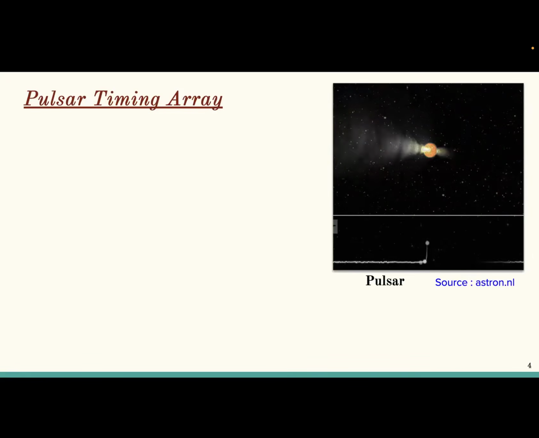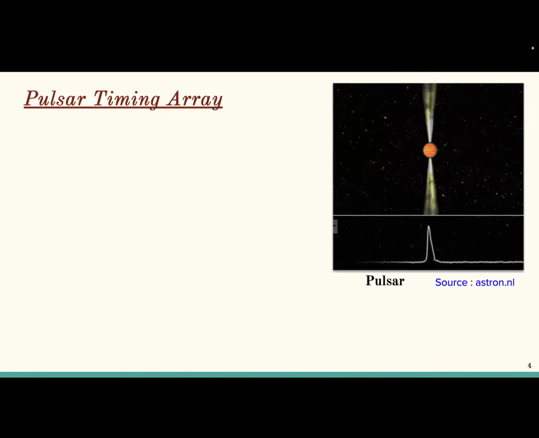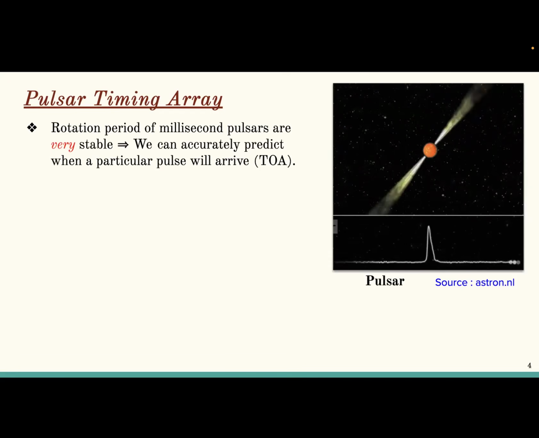As the name suggests, pulsar timing arrays use pulsars. Pulsars are highly magnetized, rapidly rotating neutron stars. For example, this orange ball here emits a beam of radiation along its magnetic axis. And every time the pulsar rotates, if the geometry is correct, the beam of this emission will sweep across our line of sight, and we'll see a pulse like this. So pulsars are like cosmic lighthouses, and pulsars, especially the millisecond pulsars, are very stable rotators. Their rotation period is very stable.